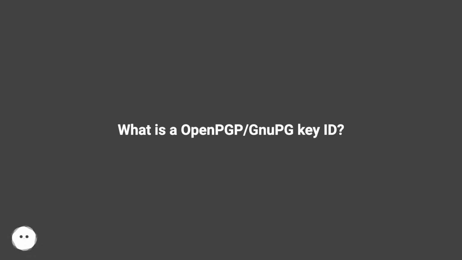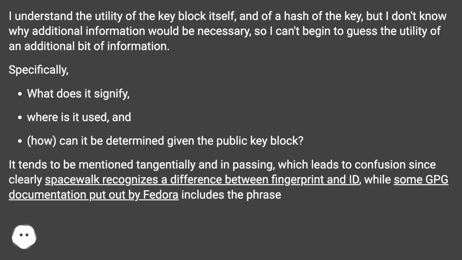What is an OpenPGP/GnuPG key ID? I understand the utility of the key block itself and of a hash of the key, but I don't know why additional information would be necessary, so I can't begin to guess the utility of an additional bit of information. Specifically, what does it signify, where is it used, and how can it be determined given the public key block?